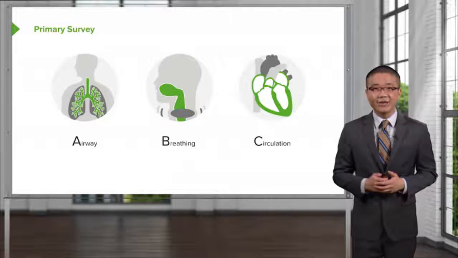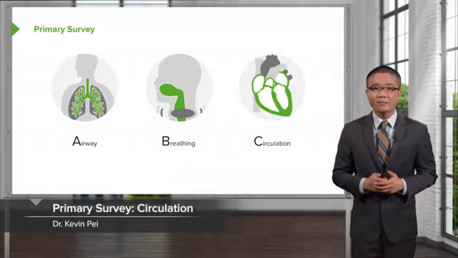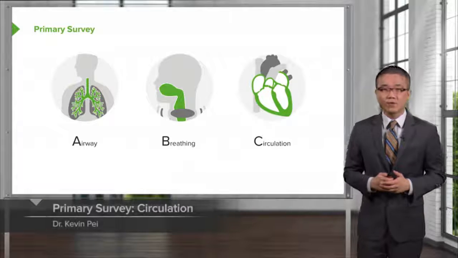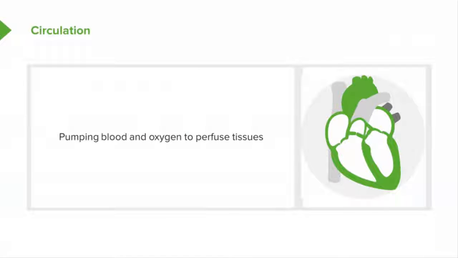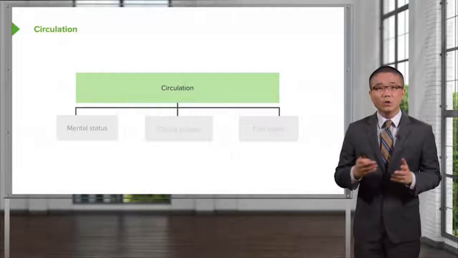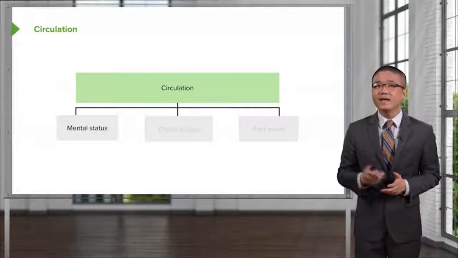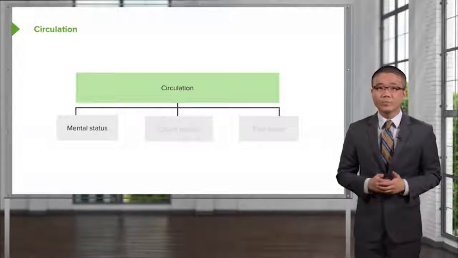When you have secured airway and ascertained that the patient is moving air, we then move on to C for circulation. In circulation, we evaluate the heart's ability to pump blood and oxygenate or perfuse the tissues. How do we evaluate circulation? Well, quick checks of mental status. If the patient is oriented and conversational, they likely have perfusion to the brain.